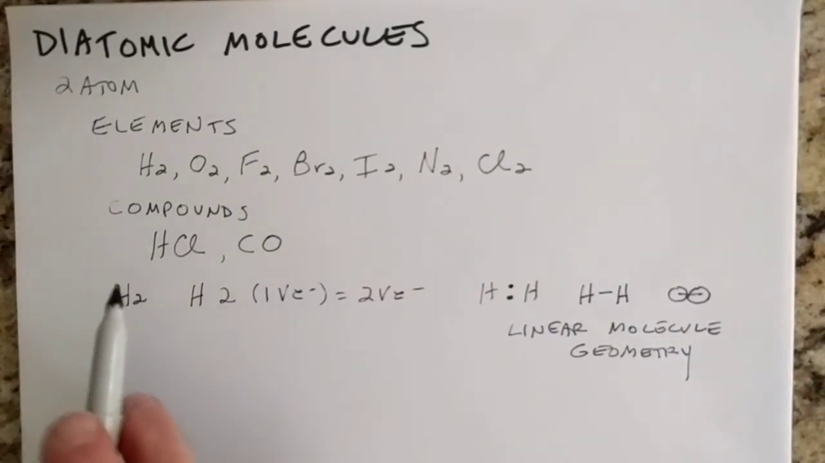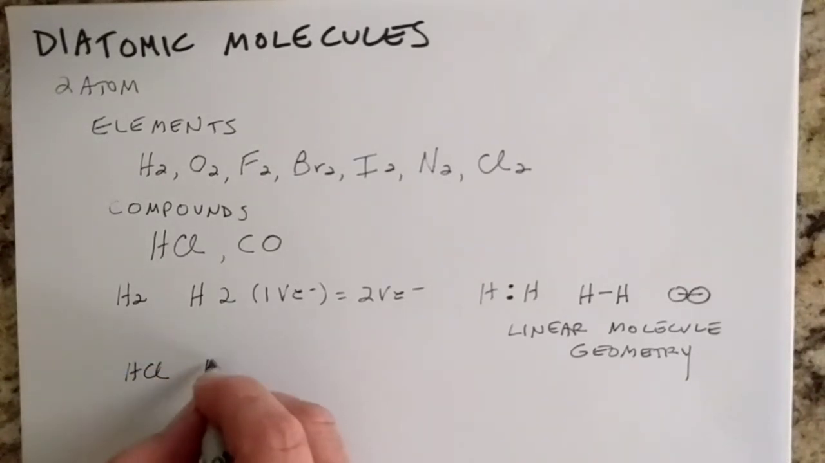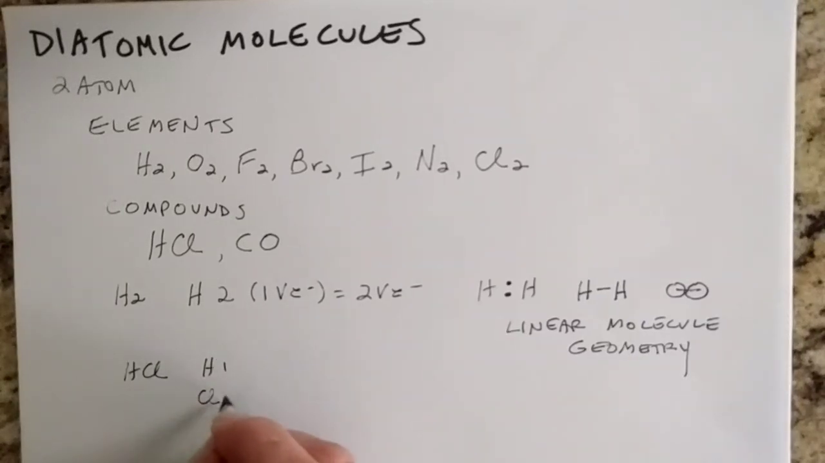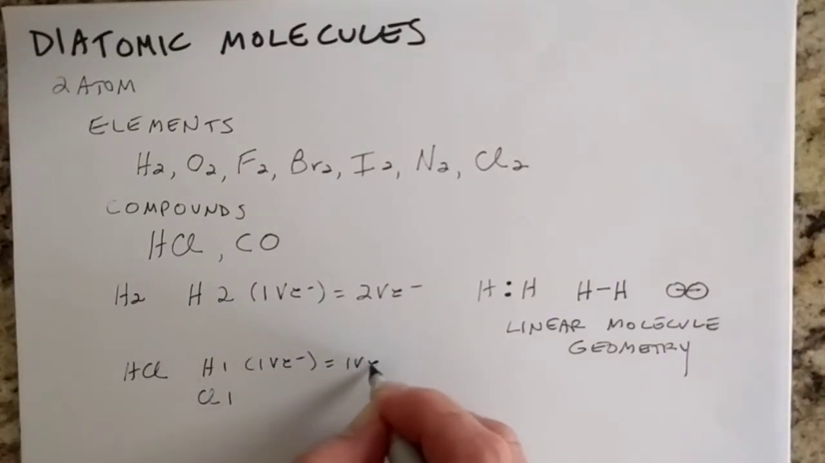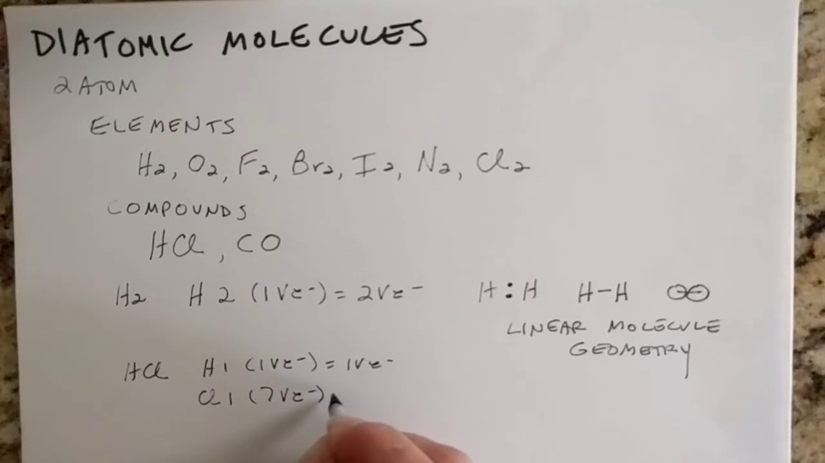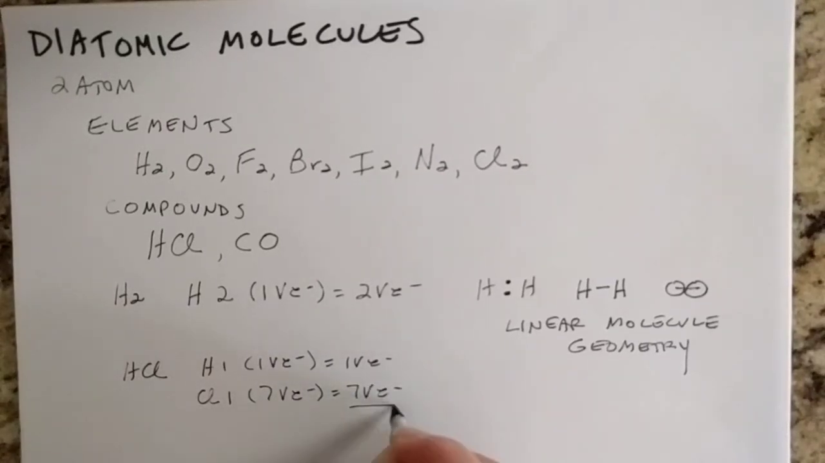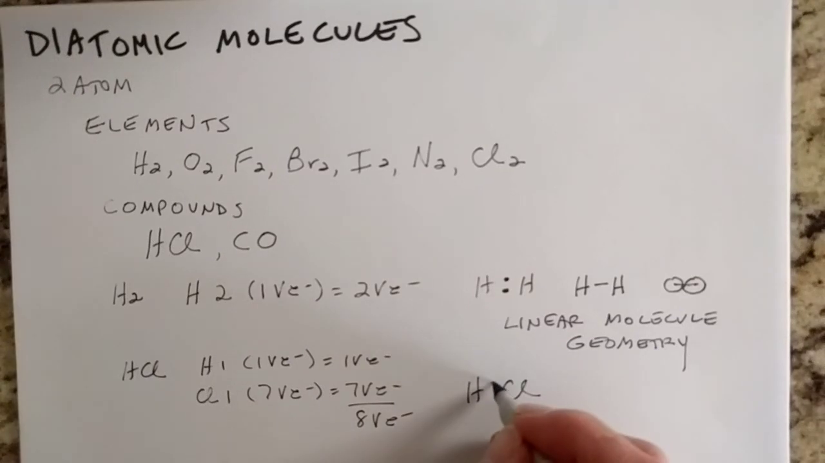All right, let's look at one of our compounds. We'll look at HCl. Okay, to do the Lewis structure, we have 1 hydrogen atom in the formula and 1 chlorine atom in the formula. Our hydrogen has 1 valence electron. And our chlorine in group 17 has 7 valence electrons, for a total of 8 valence electrons. So now we write our symbols and put in our 8 valence electrons. 1, 2, 3, 4, 5, 6, 7, 8.